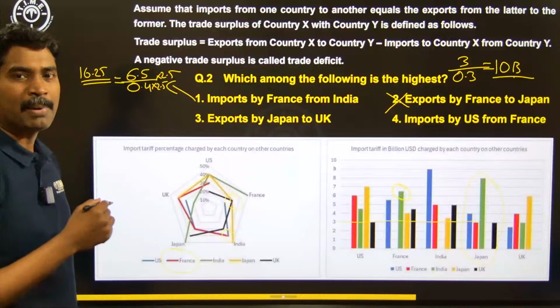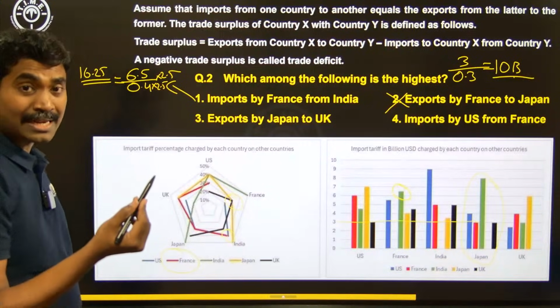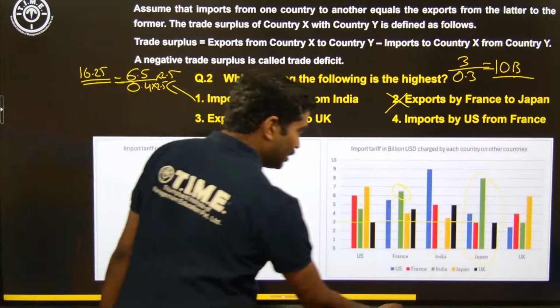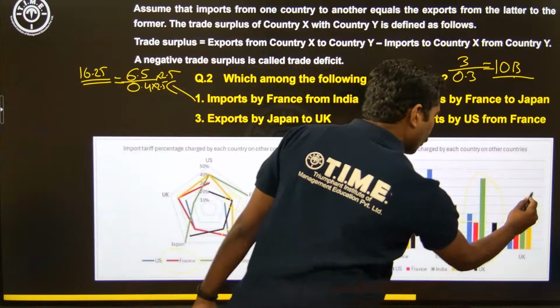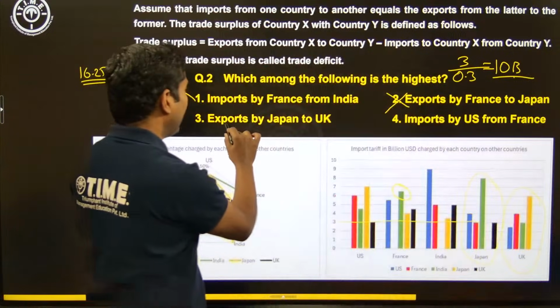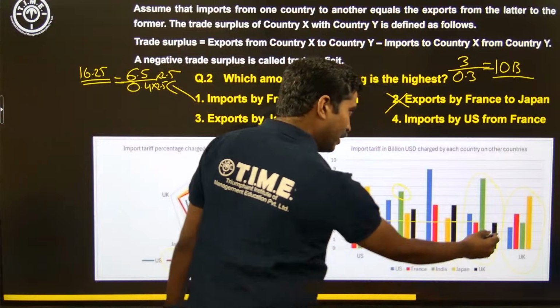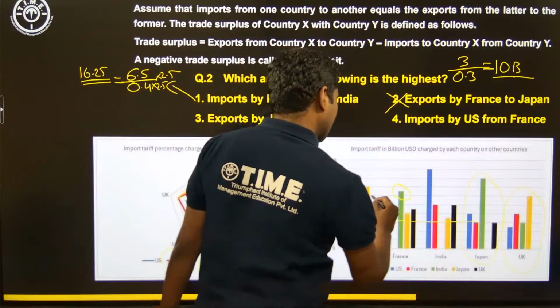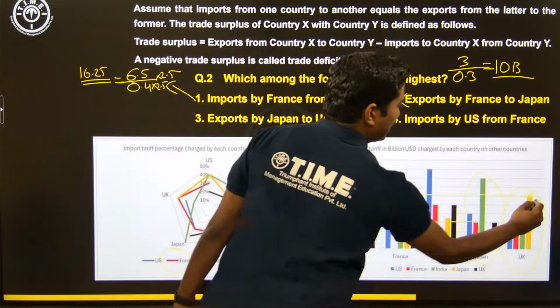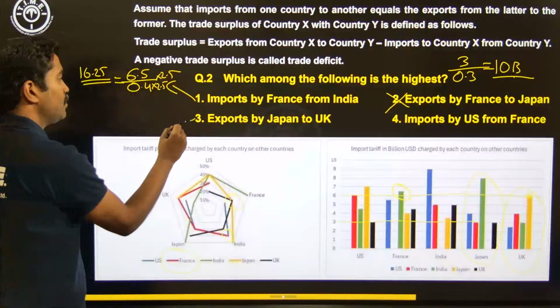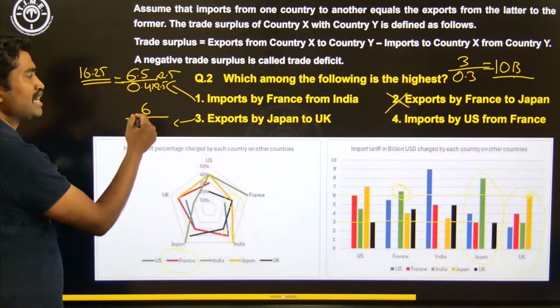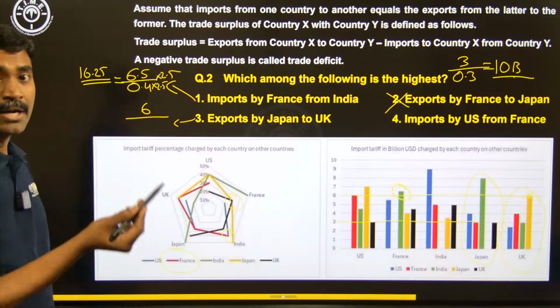Exports by Japan to UK. So let's check UK's imports. Where is UK? This is UK. I want Japan. Japan is this yellow one. Where is this yellow one? This yellow one is at $6 billion, correct? So what is this value? $6 billion divided by the percentage for Japan to UK.